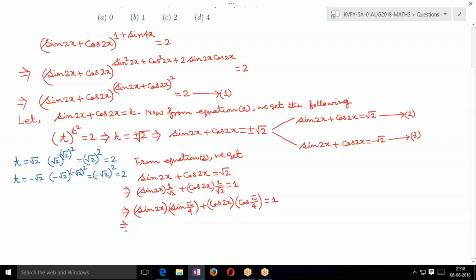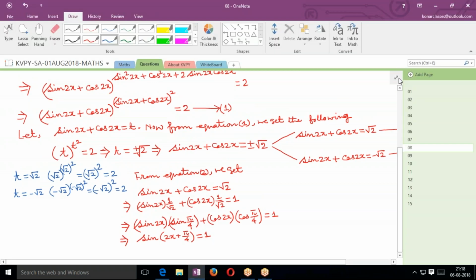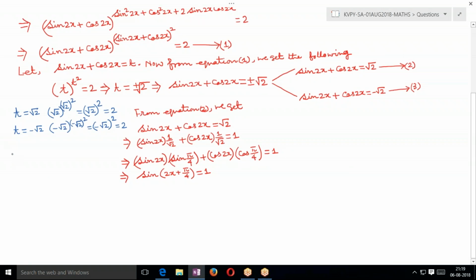So now we know this is in the form of sine of a plus b. So that is equal to sine of 2x plus pi by 4, that is equal to 1. And if you remember the trigonometric equation formula that we know, I am going to write it here so that this will help you understand exactly what formula we are using. There is a formula: if sine theta is equal to 1, this has a general solution, theta equal to 4n plus 1 into pi by 2, where n belongs to the set of integers.